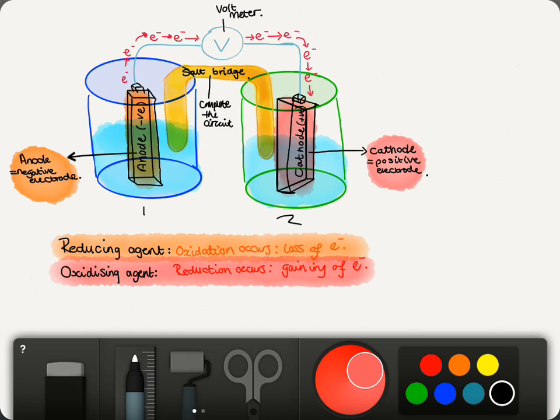I like to think of it in terms of reducing agents and oxidizing agents, but just so it's clear, a reducing agent is where oxidation occurs because it's reducing something else. An oxidizing agent is where reduction occurs because it's oxidizing something else. And obviously oxidation is the loss of electrons, reduction is the gaining of electrons.